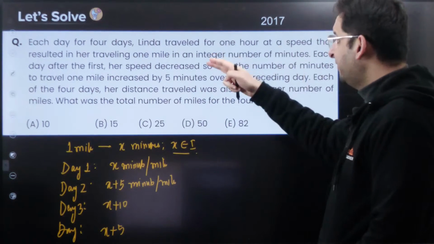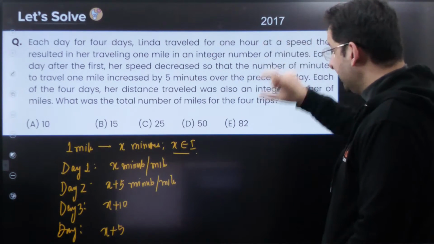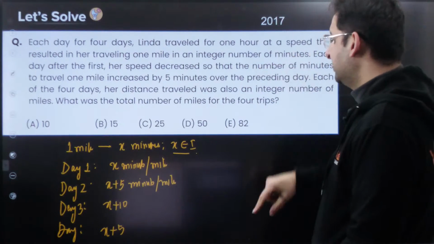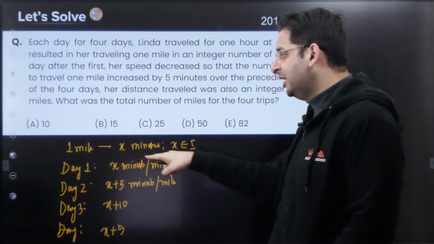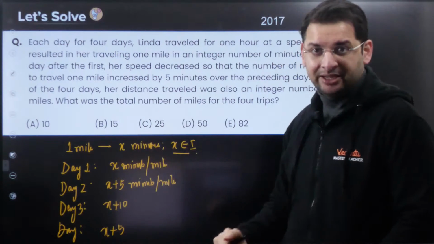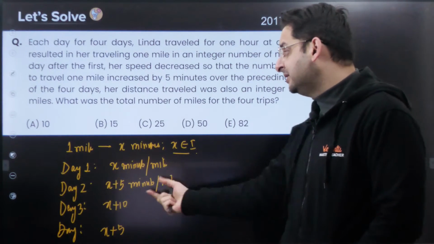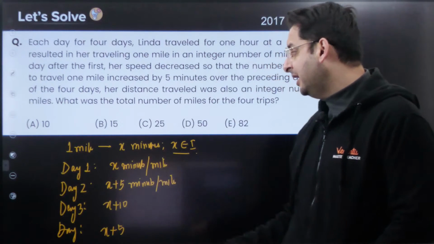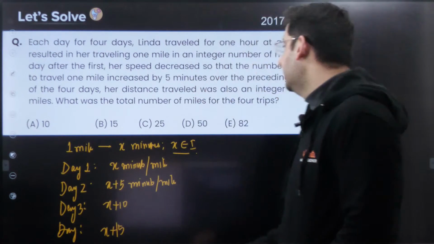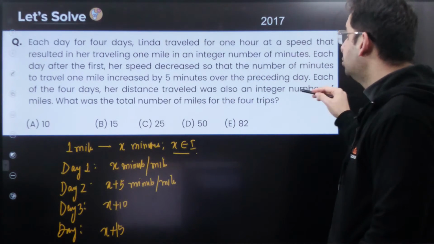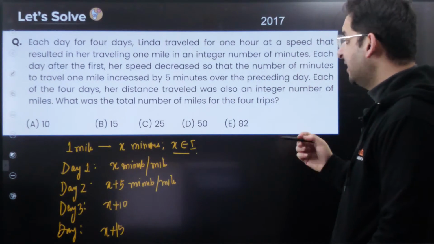So each day after the first her speed decrease हो गई क्योंकि टाइम जो है वो x by 5 minutes बढ़ता रहा. सो पहले डे अगर 1 माइल चलने में x मिनट लगते थे, दूसरे दिन हर माइल चलने में x plus 5 minutes लग रहे हैं. थर्ड डे फॉर एवरी माइल शी इज टेकिंग x plus 10 minutes, and for the fourth day, every mile she's taking x plus 15 minutes. Each of the 4 days, her distance traveled was also an integer. So total distance traveled was also an integer.